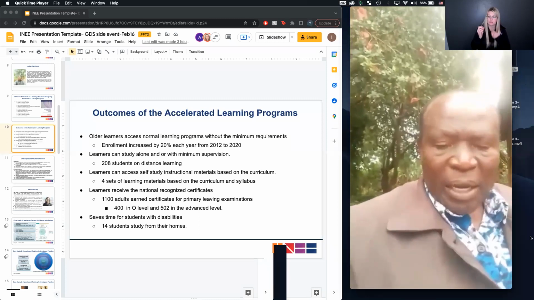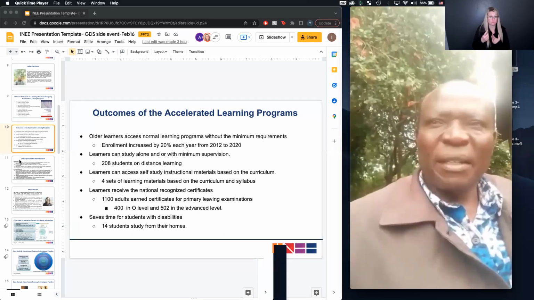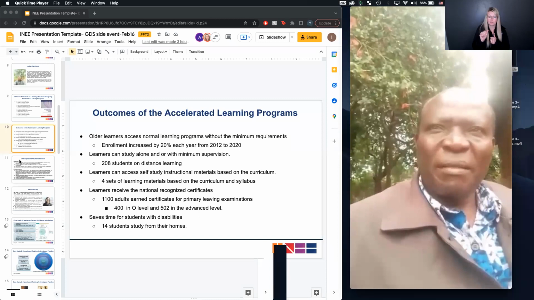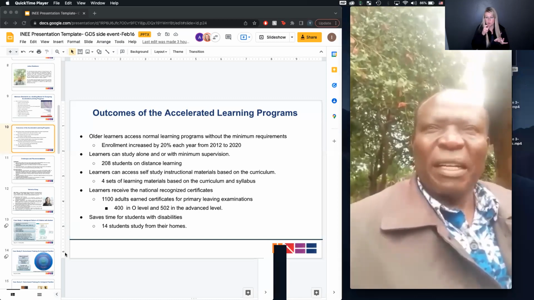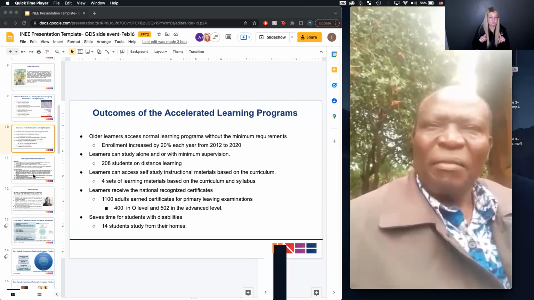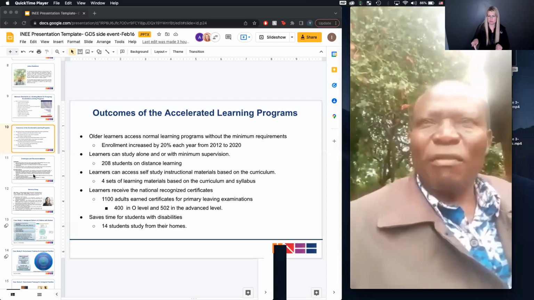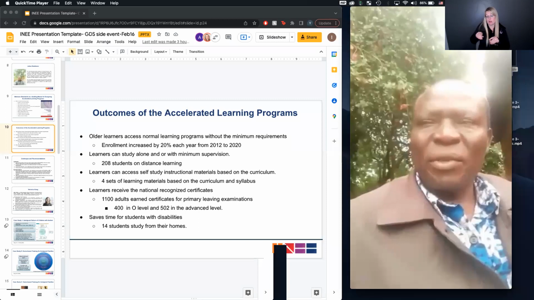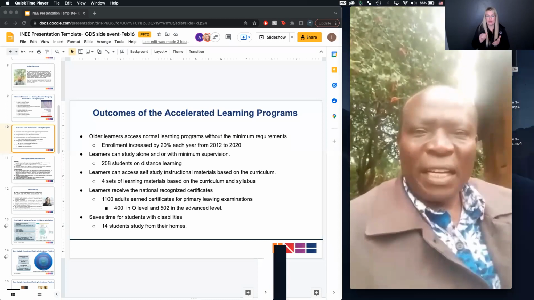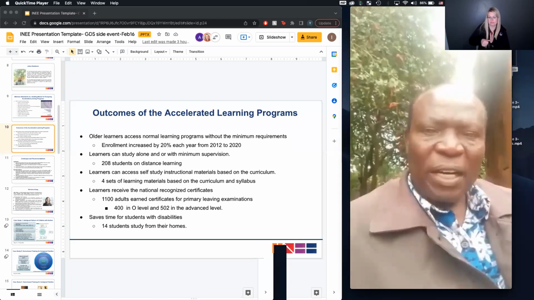So, this program alone serves people with disabilities. Remember, disability is not an inability. Somebody may have a disability, but mentally very, very able. So what do we do with such a person? We find that the person cannot move. But how do we come in? To come in, we design learning materials that will respond to the learning needs of such a person. And that is what we emphasize on.